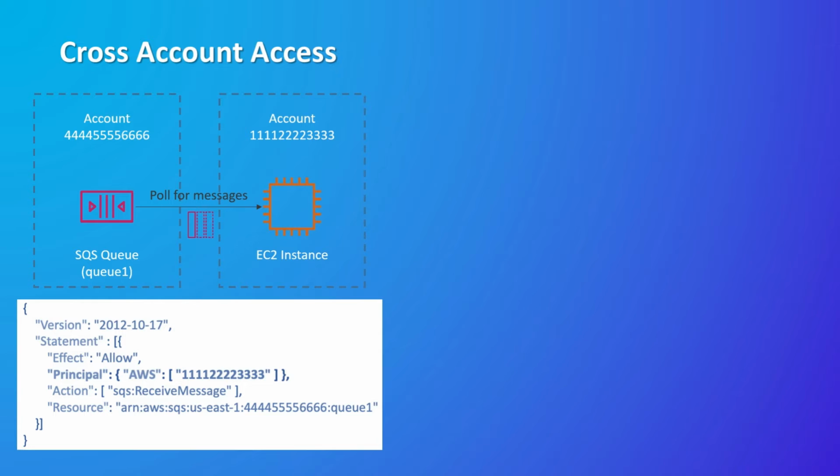1111 2222 3333, which represents the account on the right-hand side, on the SQS receive message, on this resource right here. And so this queue access policy is really what will allow your EC2 instance to pull from the SQS queue in another account.